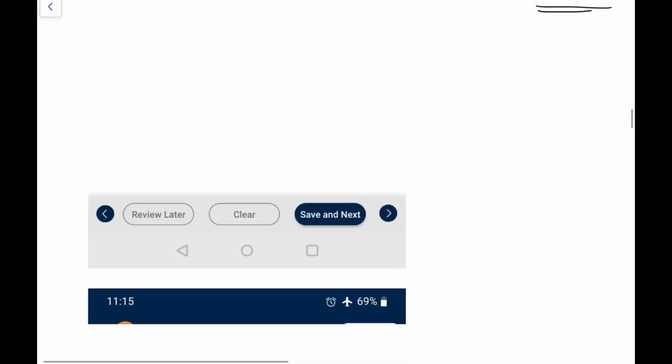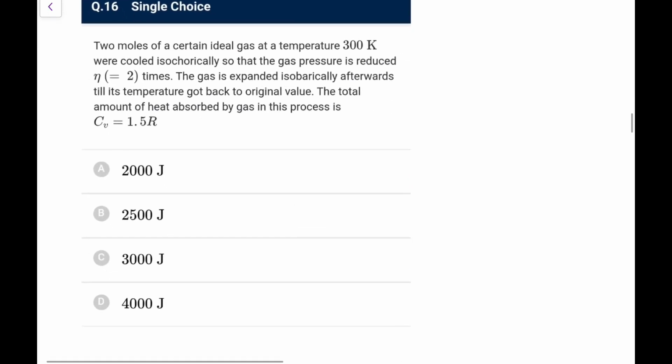Next, 2 moles of a certain ideal gas at a temperature 300 were cooled isochorically, that is constant volume, so that the gas pressure is reduced 2 times, it becomes half. That means temperature also becomes half, so it becomes 300 to 150, because at constant volume, if pressure is half, temperature will also be half. The gas is expanded now isobarically afterwards till its temperature gets back to the original value. The total amount of heat absorbed by the gas would be?